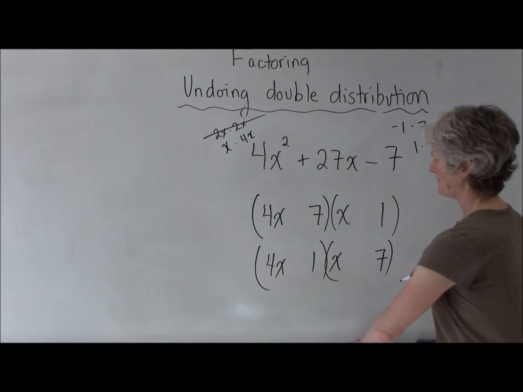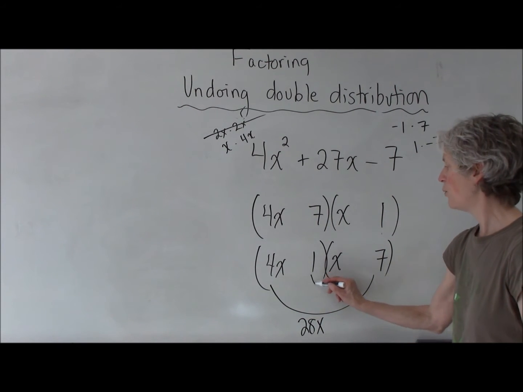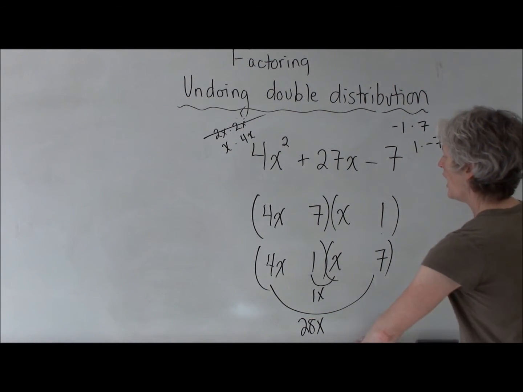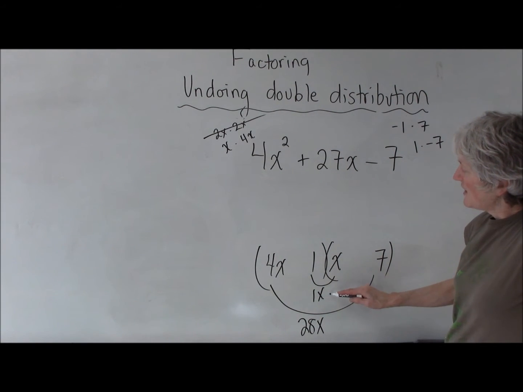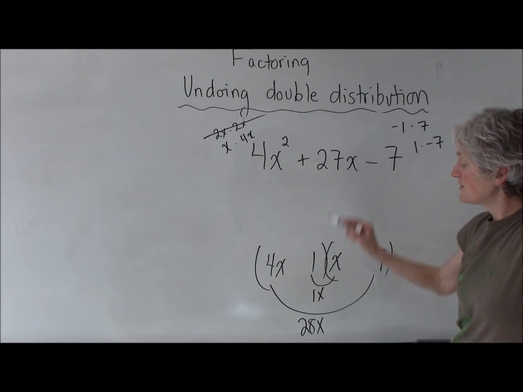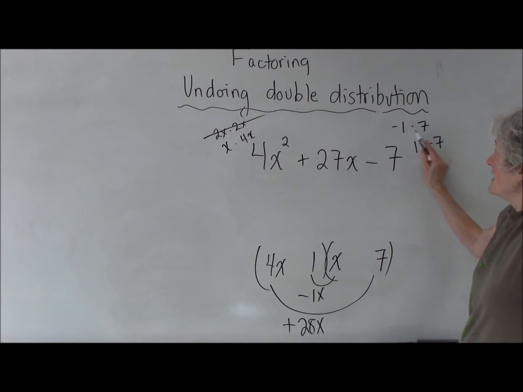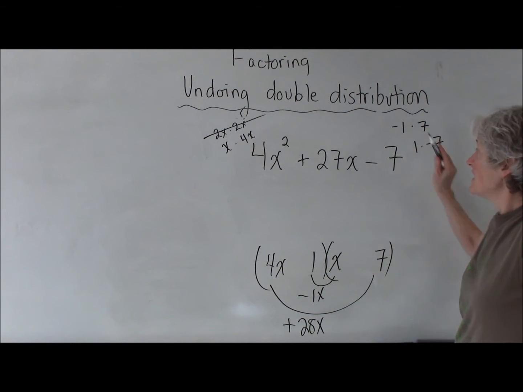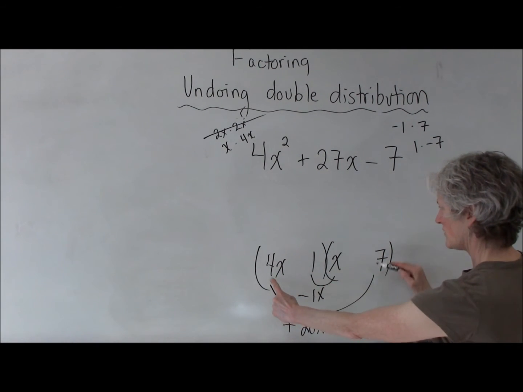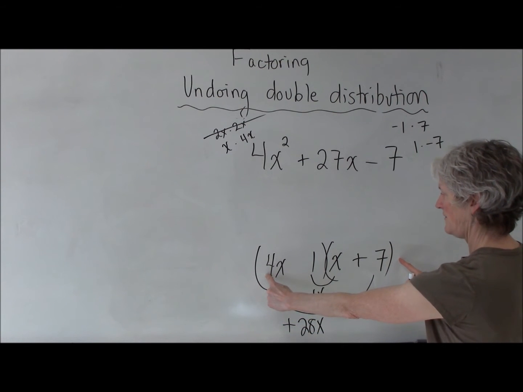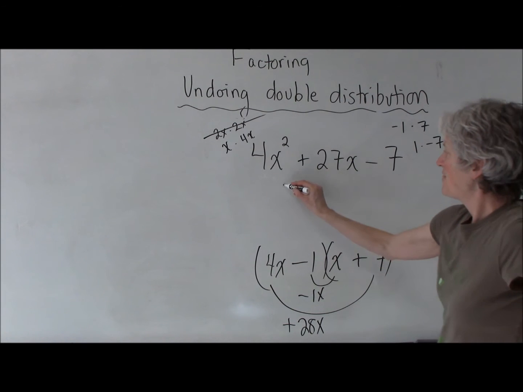Let's try this. 4x times 7, 28x. Ooh, I'm feeling hopeful. 1 times x, 1x. Oh, I'm feeling good about this option. 28x and 1x, that's going to give me a 27x as long as my 28 is positive and my 1 is negative. But listen, I knew I wanted the signs to be positive and negative, so that works out fine. To get a positive 28x, this 7 needs to be positive. To get a negative 1x, that 1 needs to be negative. I think that's going to work.